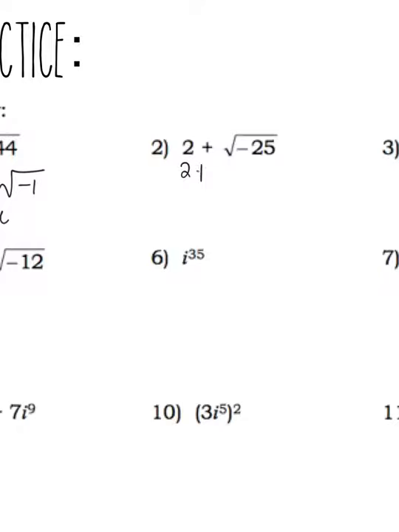For 2, I'm going to simplify my radical by breaking it down into 25 and negative 1. And the 25 is going to become 5. The radical negative 1 is i. You have a complex answer. Go ahead and pause for number 3.